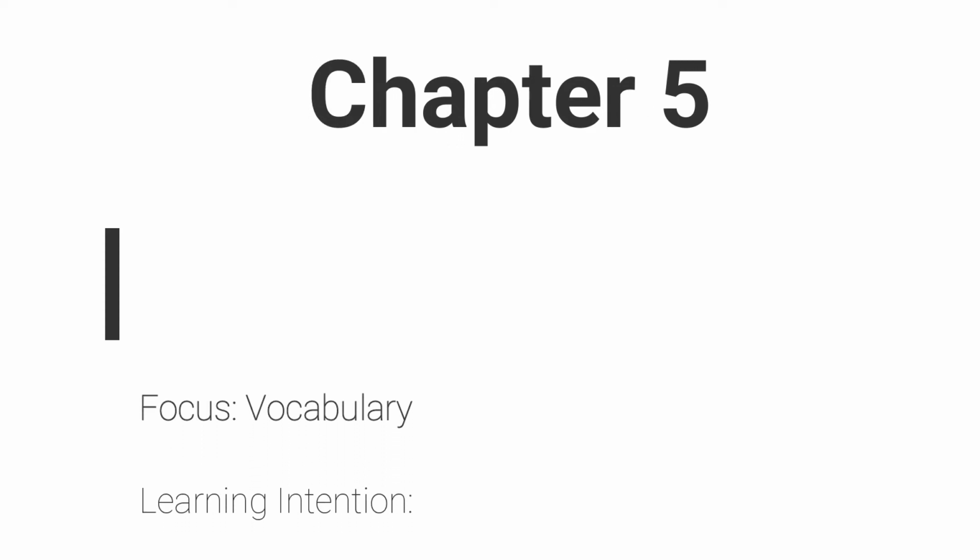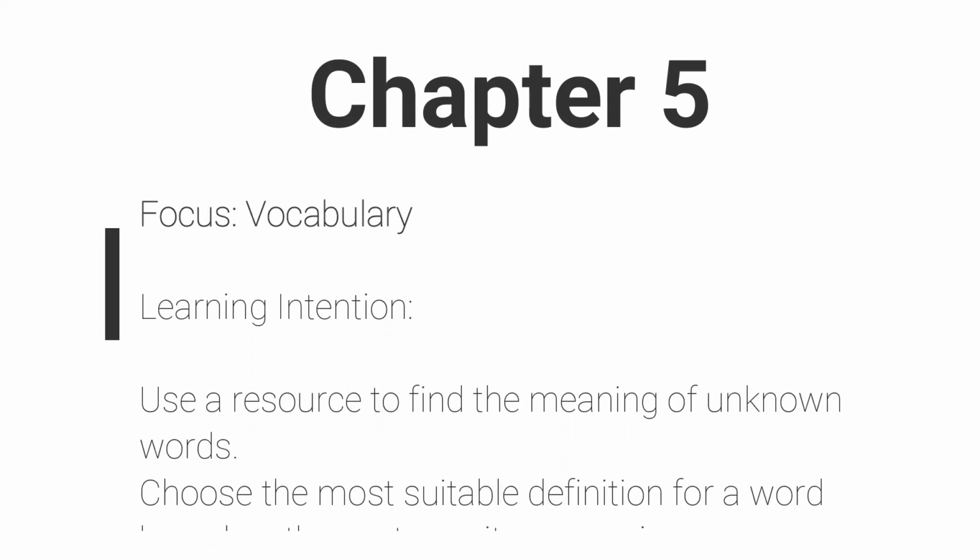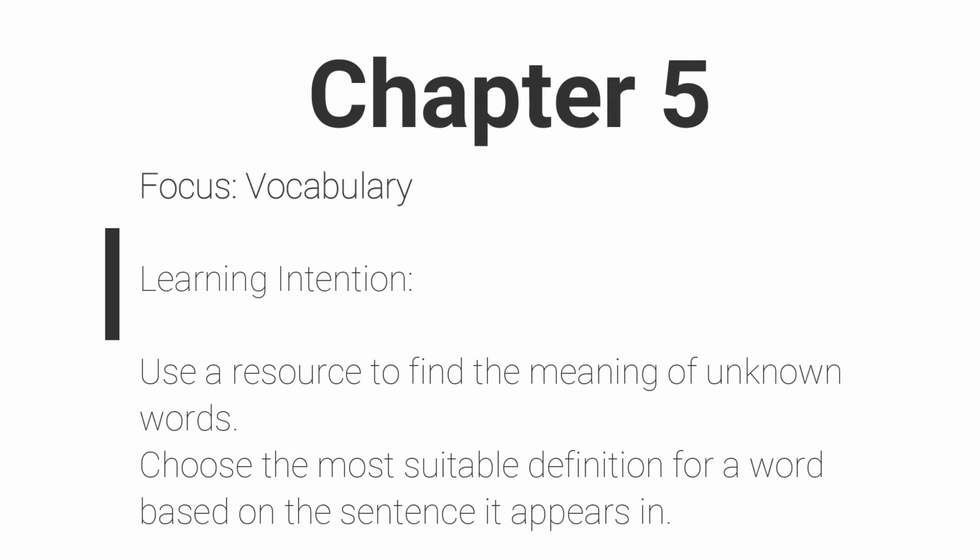Our learning intentions are to use a resource to find the meaning of unknown words, and by resource I mean like a dictionary or the internet. And our second objective is to choose the most suitable definition for a word based on the sentence it appears in. But what does that mean, to choose the most suitable definition? Well, it just means choosing the definition that makes the most sense depending on the sentence that the word appears in. Let me show you an example. That's the best way to explain this.